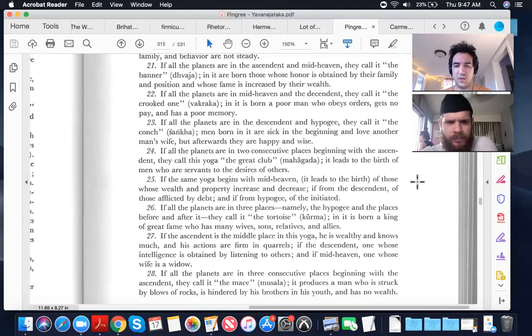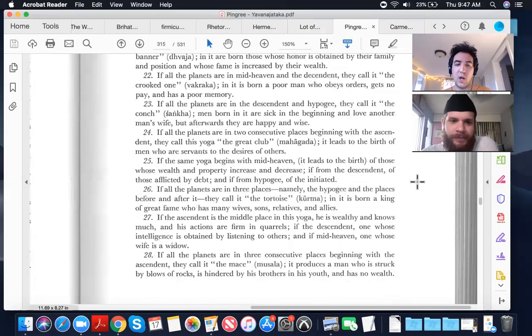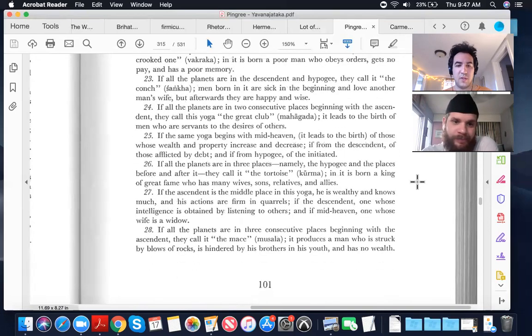If all the planets are in the first and second house. Yeah, unless you take another ascendant, moon lagna, right? And then if the same yoga begins with the midheaven, it's actually quite a bit better. If with the descendant, those afflicted by debt, which actually would link the eighth house to debt instead of the sixth, which is usually done.